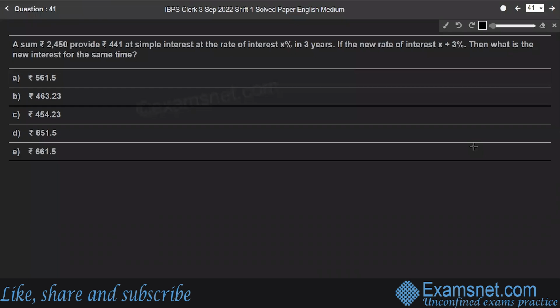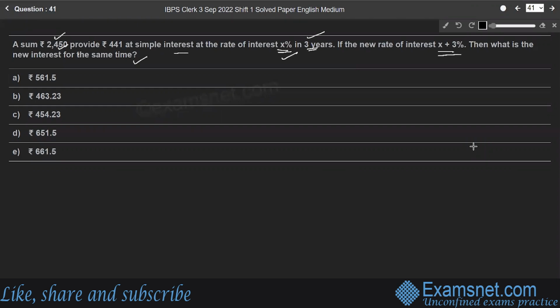Question 41. A sum of 2,450 rupees provide 441 rupees at simple interest at the rate of X% in 3 years. If the new rate of interest is X plus 3%, then what is the new interest for the same time? Here, the principal is given 2,450. So it provides 441 rupees simple interest in 3 years. Here, rate of interest is X%.